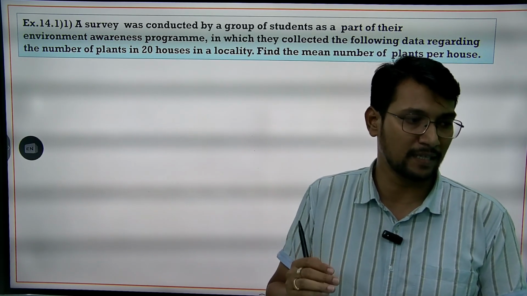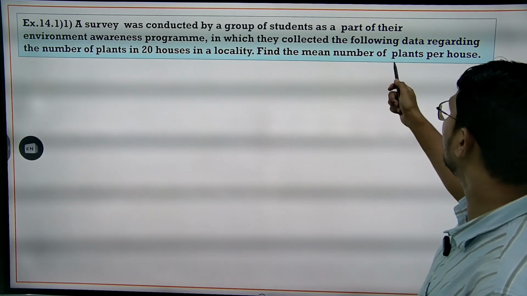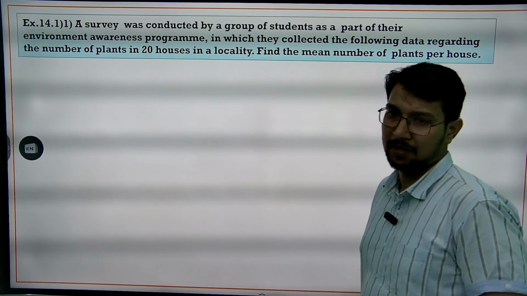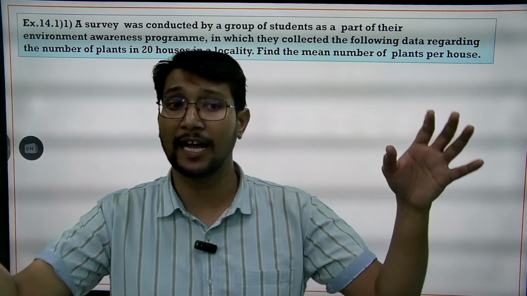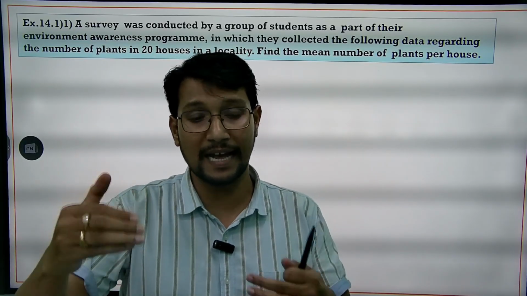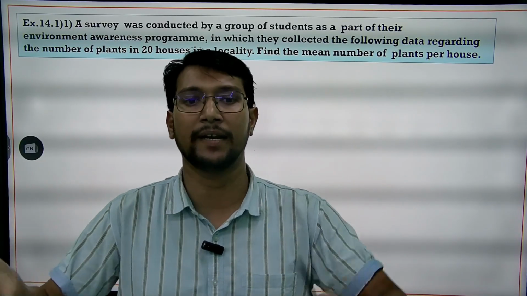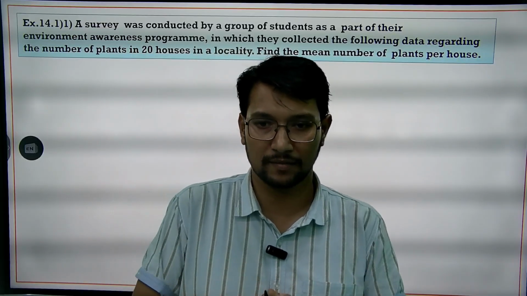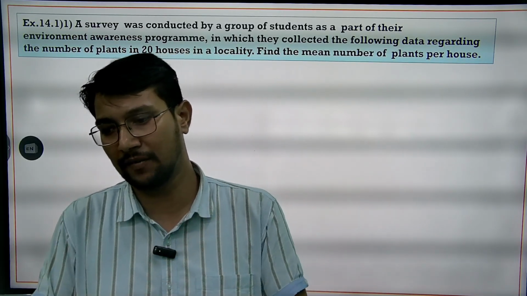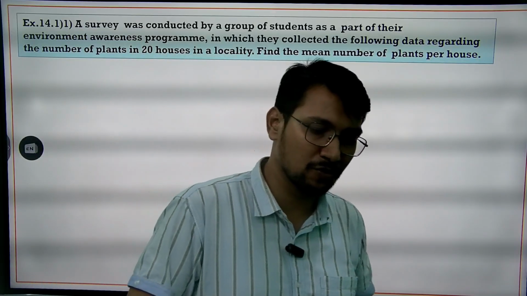What type of plants are there? Find the mean number of plants per house. Find the mean number of, means whatever plants they have found, then per house, on average, how many plants they have planted. We are going to find that. Actually, mean means what? Average. Average of given data. Average you have studied earlier.